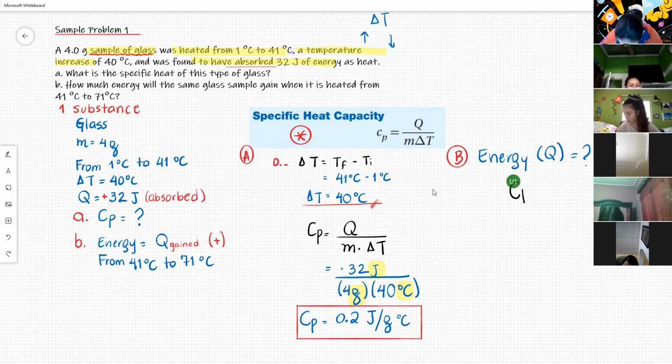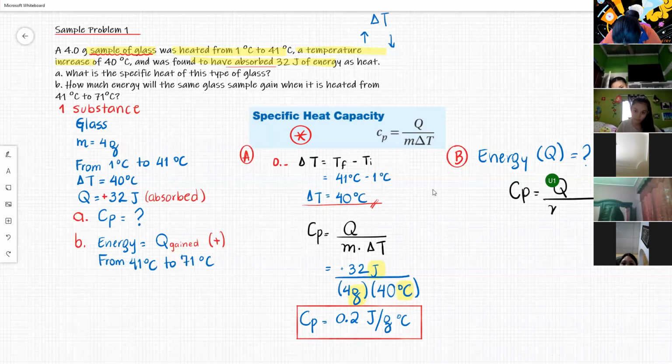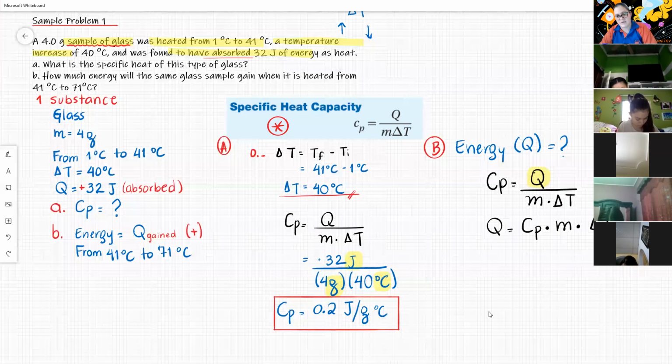The main equation is Cp equals Q divided by the mass times delta T. You are isolating Q, okay? So Q is going to be equal to Cp times mass times delta T. That is the isolation that you should do: specific heat times mass times delta T. But delta T in this case is different. It is from 41 to 71 degrees Celsius.